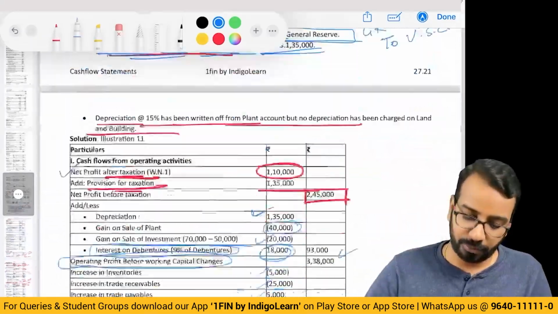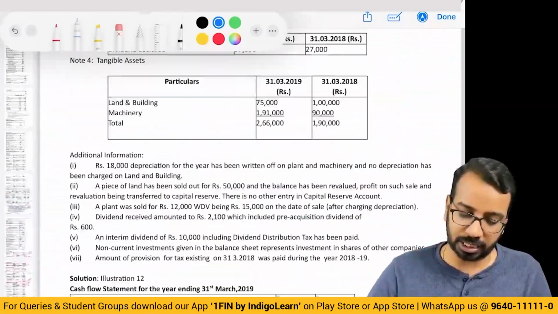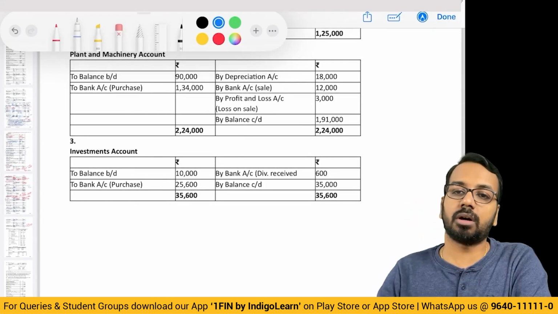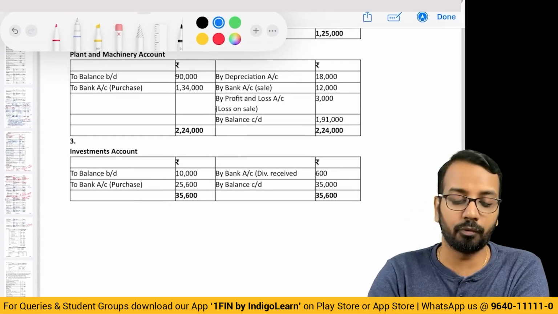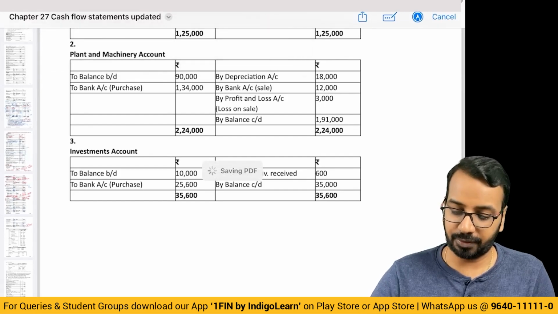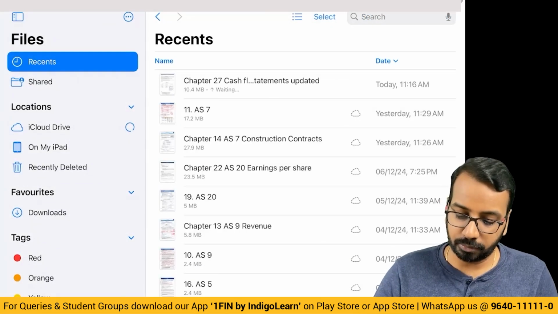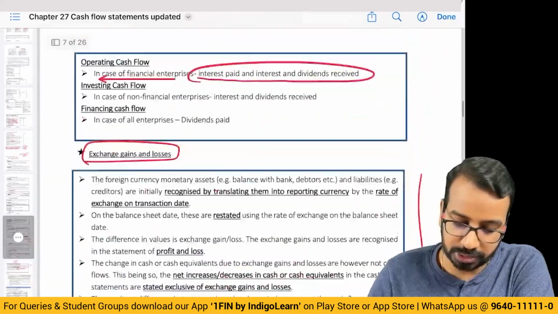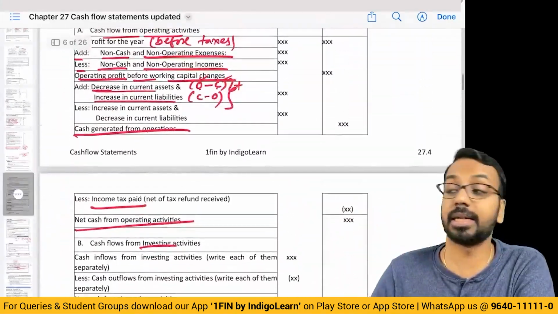Okay, so we have covered how to prepare the cash flows using different methods. The remaining question which has not been solved, you can consider it to be your homework and you can do it on your own. It is nothing very difficult. Whatever you learn now, same thing you will learn in CA final also, right? Okay, so there is nothing more we need to cover in cash flow statement.